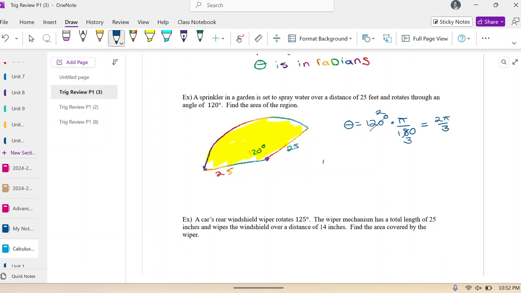So the area of the sector is 2 pi over 3 over 2 pi, because you want to know what fractional part of the circle that is.